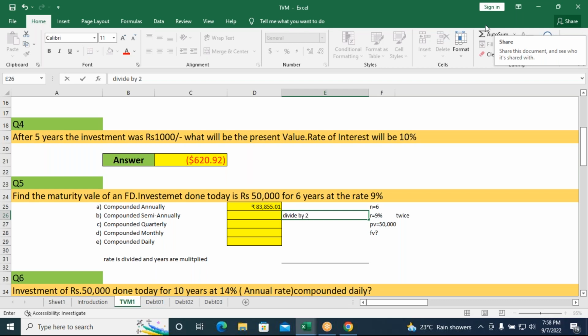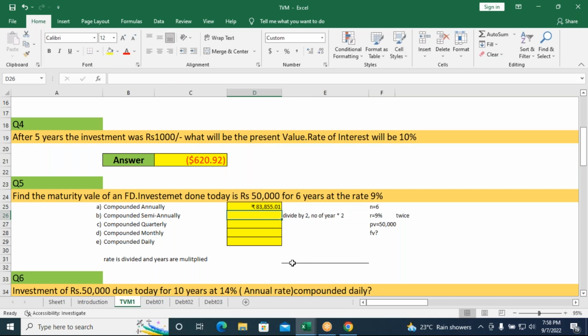And the years. It is 6 years, isn't it? So in a year, it will be divided into 2. So not divided, multiplied by 2. The number of years will be multiplied by 2. So the rate will be divided by 2 and the year will be multiplied by 2.